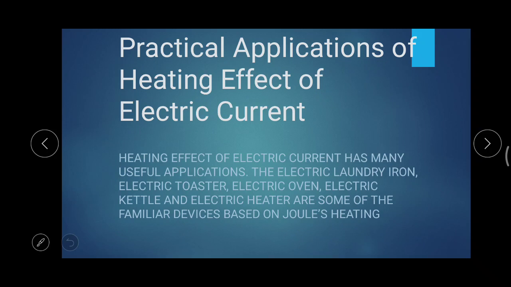But in this section we will discuss some of the practical applications of the heating effect of electric current, some merits or usages that we will discuss today, as well as the power, and one of the most important topics, the electric fuse. The electric fuse is repeatedly asked in the board exam, so we will discuss those topics today.